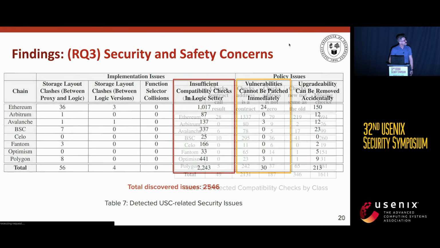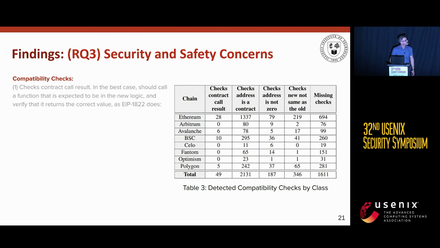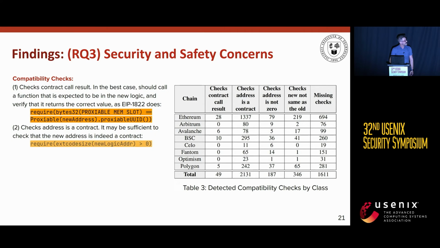So I'll show an example of that as well. First, on the subject of compatibility checks, we classified those into 4 broad categories, 2 of which are fairly sufficient. The best case is that you want to call some function in the new logic contract and verify that it does in fact return the expected value, and then at least to be sufficient, you should at least check that the new logic contract is in fact a contract, so check the length of the source code.